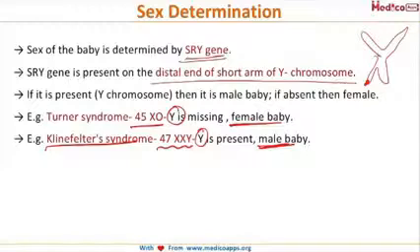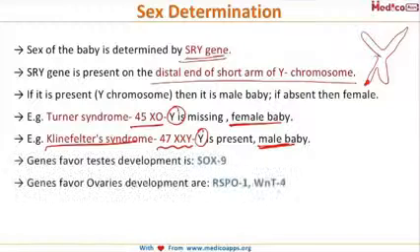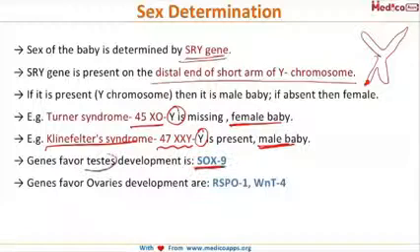Now, the second thing that you need to remember is genes which favor the testis development, and that is the SOX9 gene. How do you remember this? Testis, male, and SOX. This will help you remember the genes favoring the testis development are the SOX9 gene, and the genes favoring the ovary development are RSPO1 and WNT4, important for your exams.